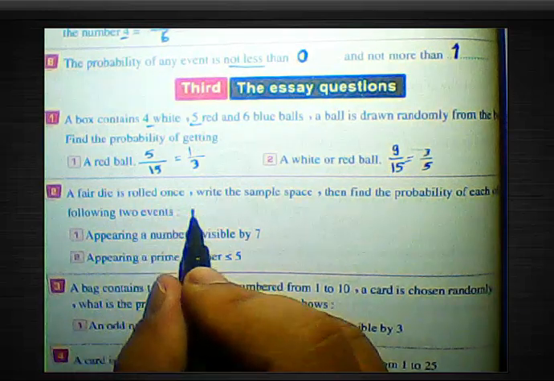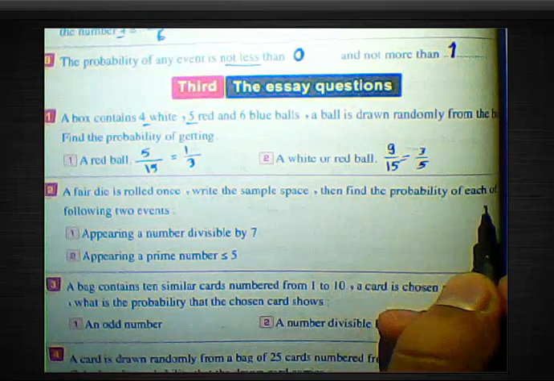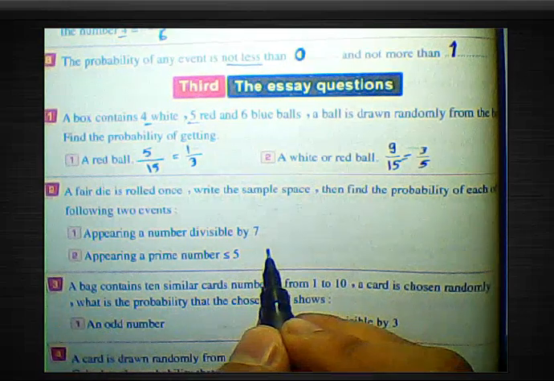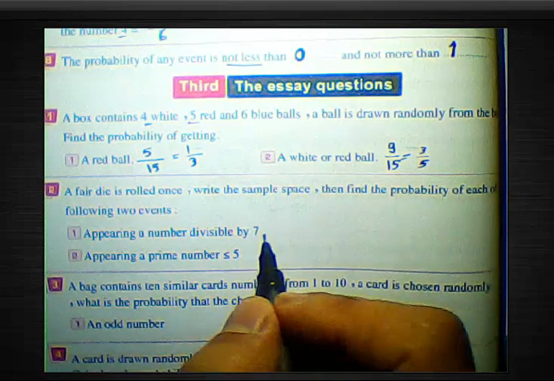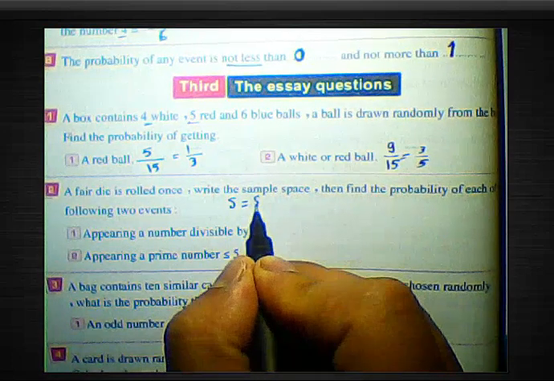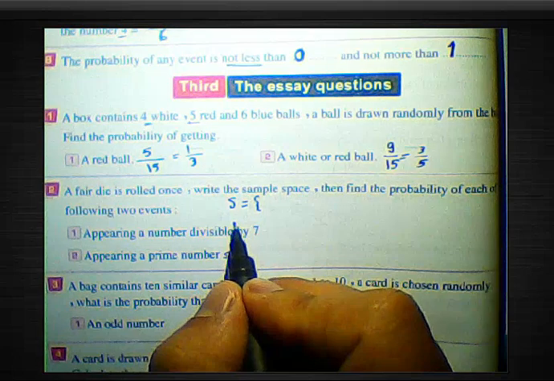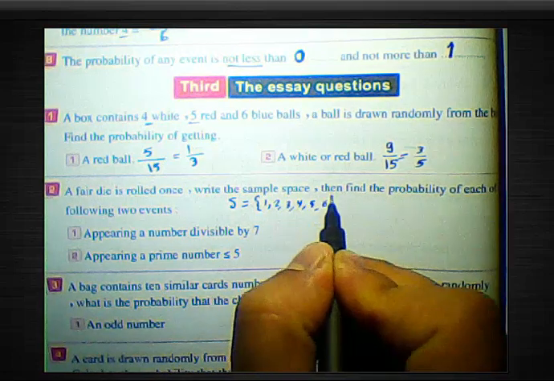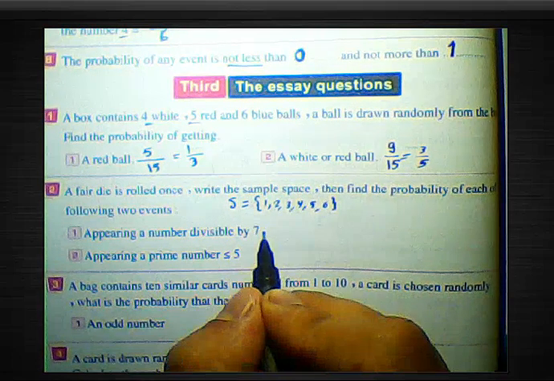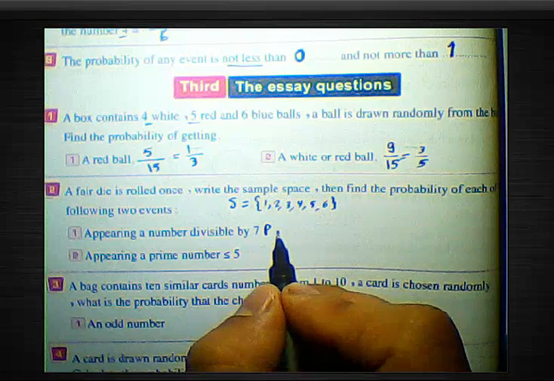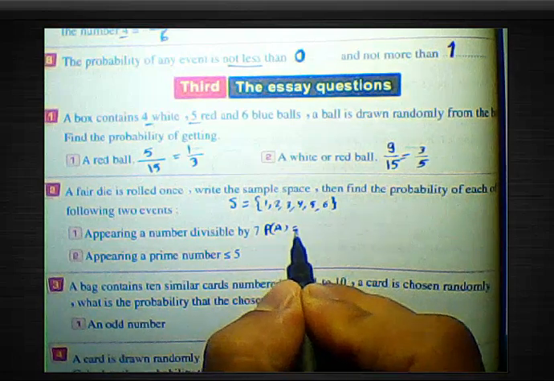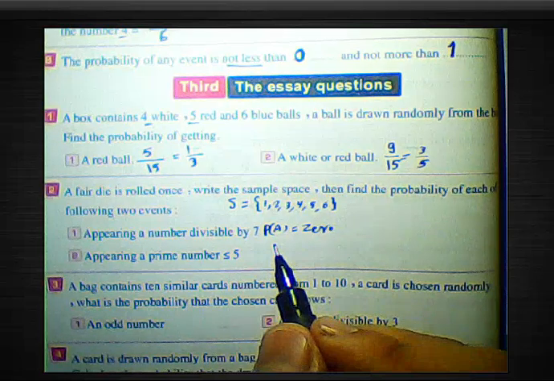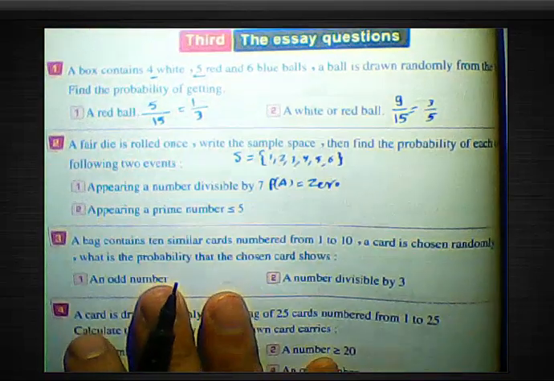A fair die is rolled once. Write the sample space, then find the probability of each of the following events. 1. Appearing a number divisible by 7. We don't have a number divisible by 7 because the sample space is 1, 2, 3, 4, 5, 6. So the probability of this event equals 0. It's impossible to get a number divisible by 7 here.